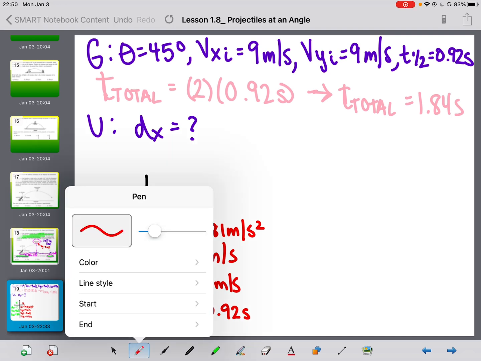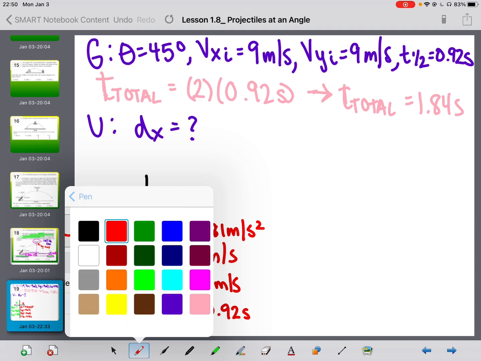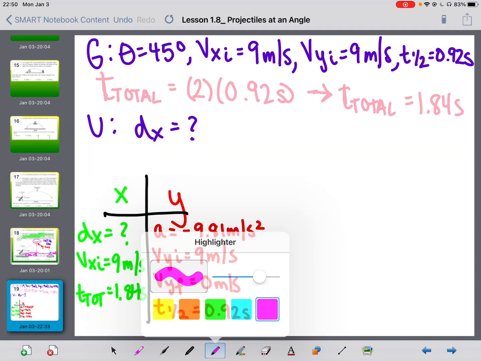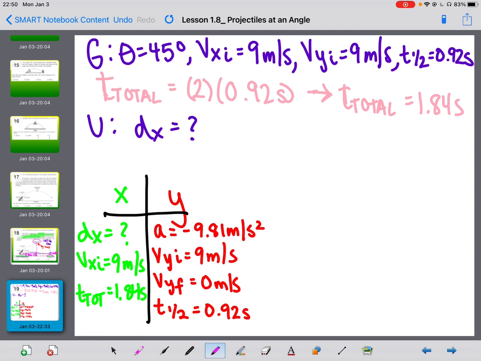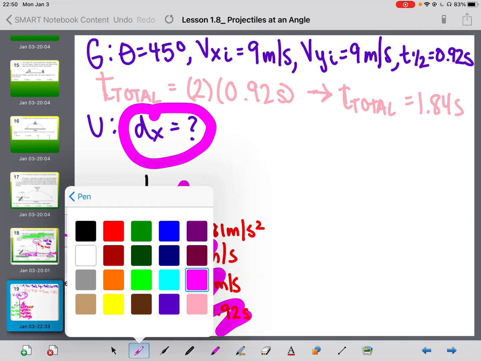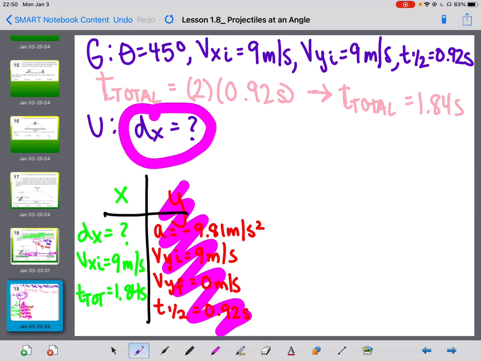Obviously, the question is not looking for anything that pertains to the vertical. They want to know the horizontal distance. So we can say we don't really need this information anymore. With that being said, we now have to find an appropriate formula. And let me choose a different color. So our equation, what are we going to use? We have dx, we have Vxi, and we have t.